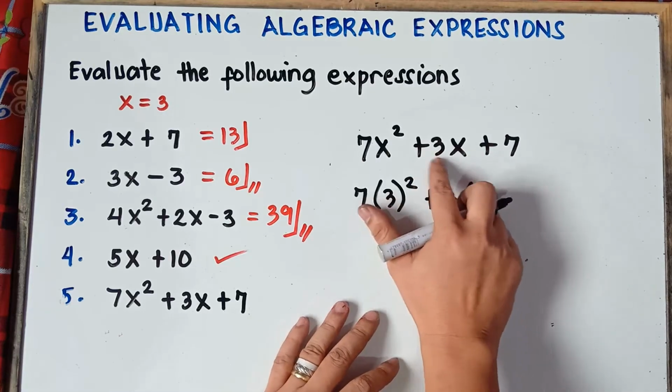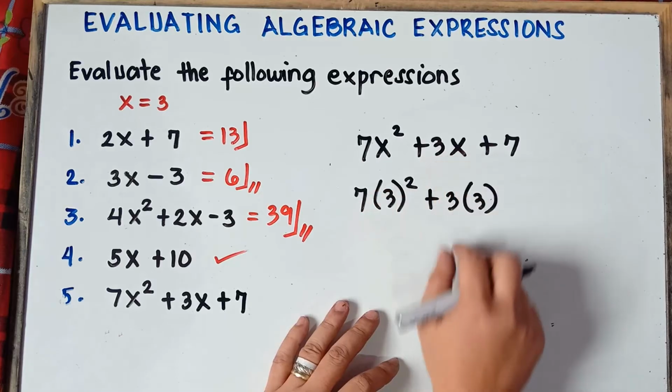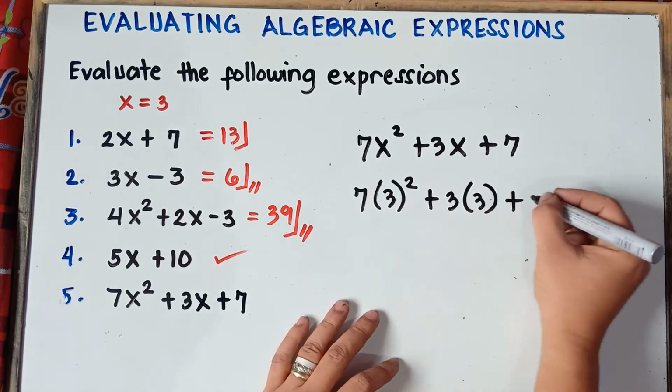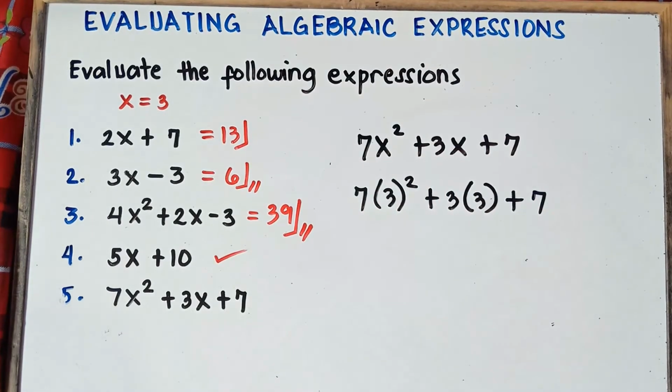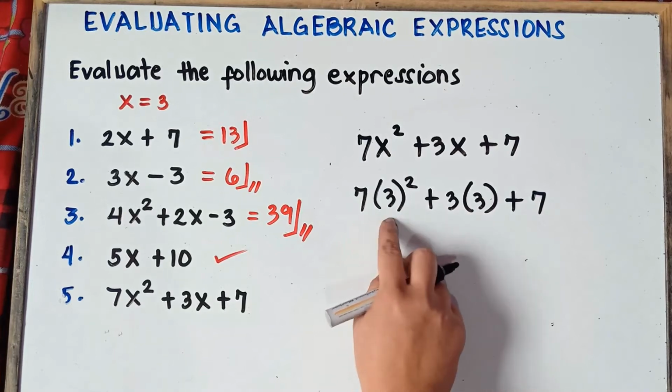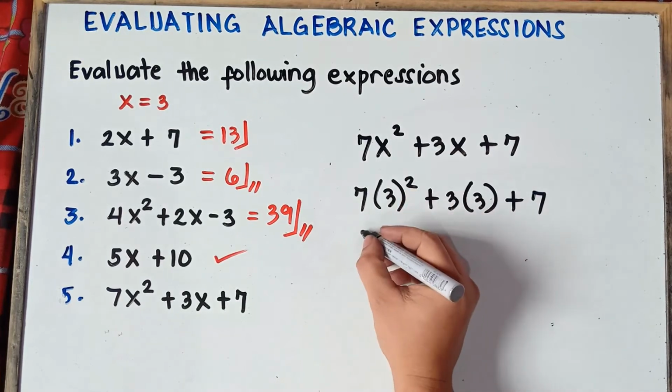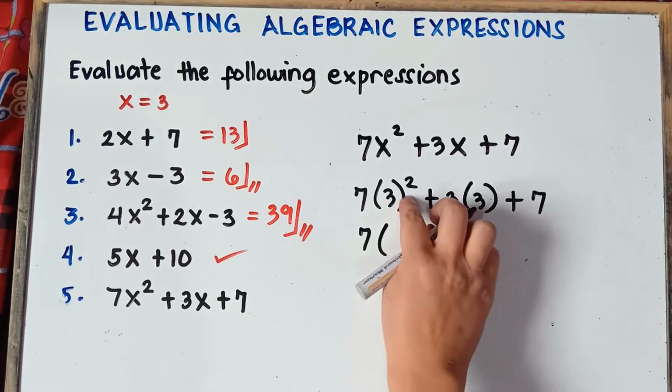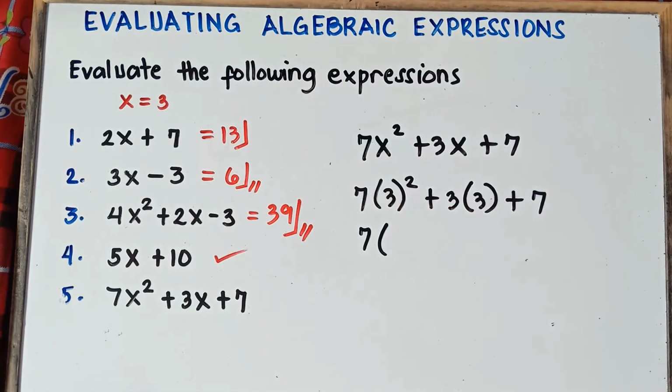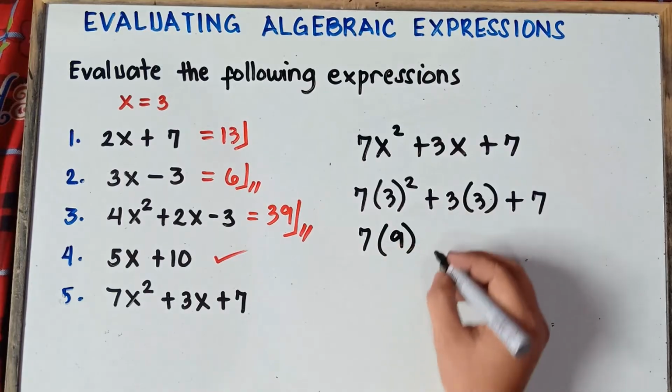If you have a number together with a variable, it means multiplication. So 3 times 3 plus 7. Once again, do not multiply 7 and 3; you simplify the exponent first. So copy 7, then 3 squared. What's the answer, class? 3 squared. That's correct. That would be 3 times 3, that is 9. So 3 squared would be 9.